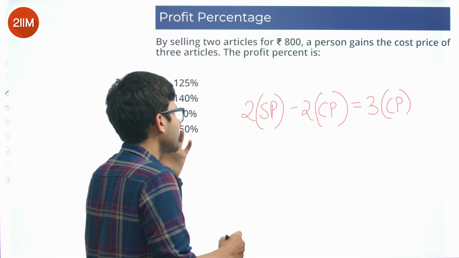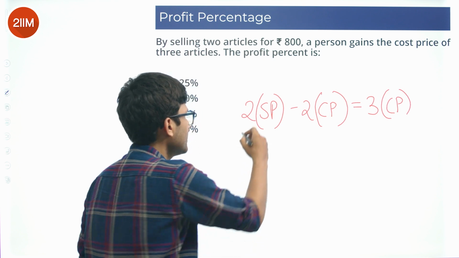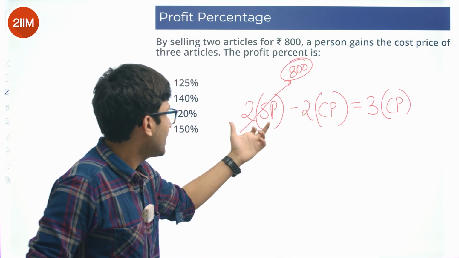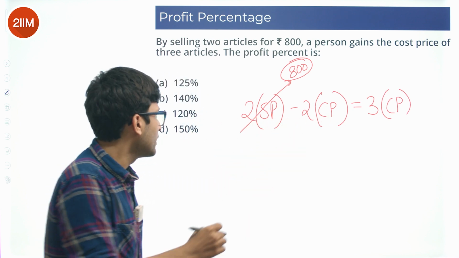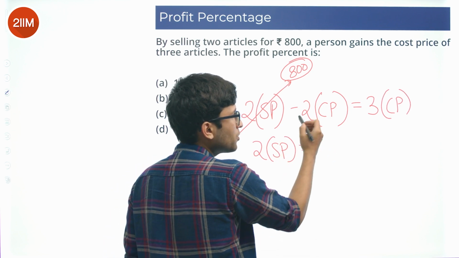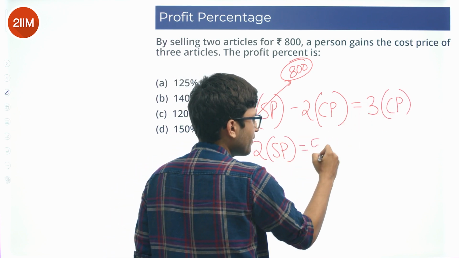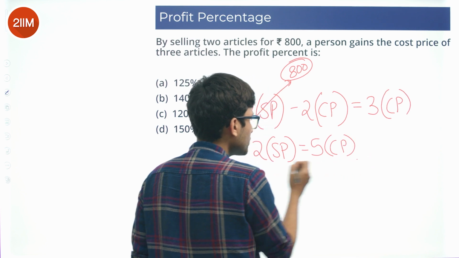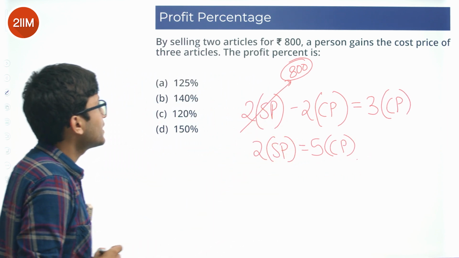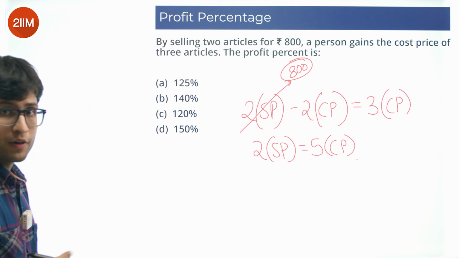The value of 2SP is equal to 800, but we don't care about that at this point. What we care about is the equation which we have created. So what we know is selling price of 2 articles is equal to 2 CP plus 3 CP, I can take that side, I would be having 5 CP. Okay, so selling price of 2 articles is equal to cost price of 5 articles. This is what I know, and I have to find out the profit percentage.